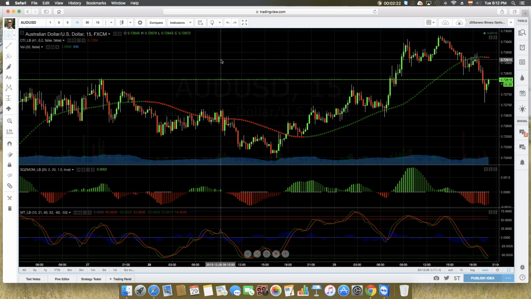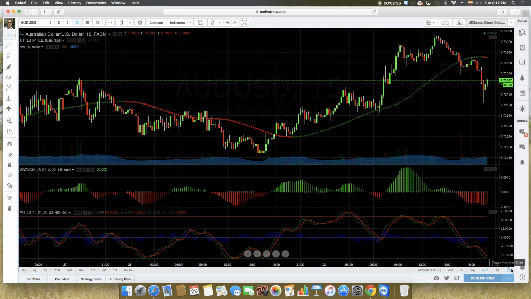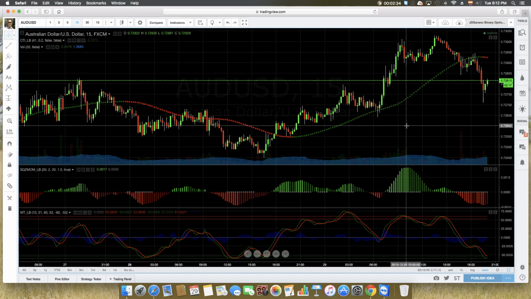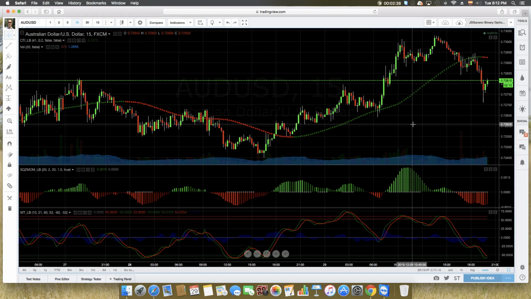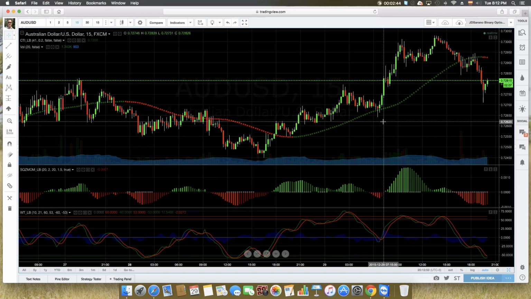It's based on a 15-minute chart. I'm using this chart to have about 8 different currencies open, and right now I just wanted to show you this since I closed this trade earlier on. So what about the strategy?